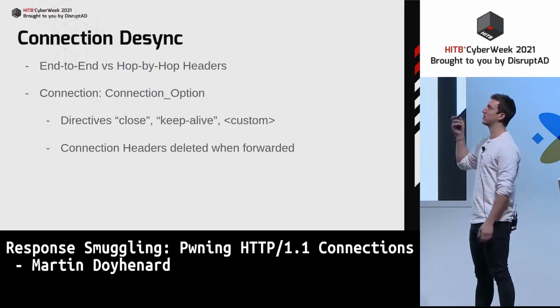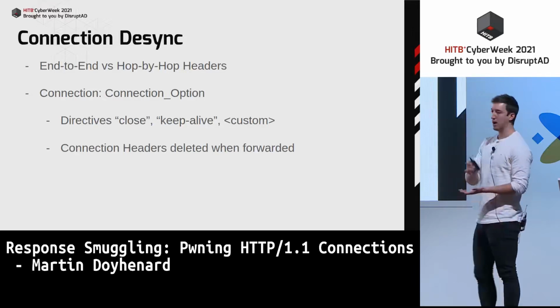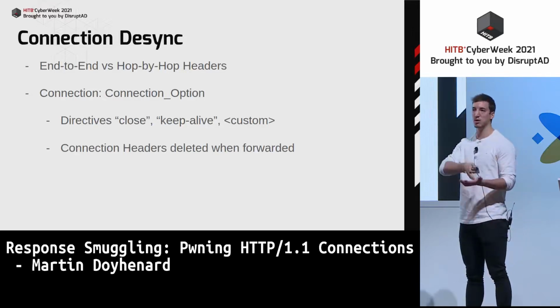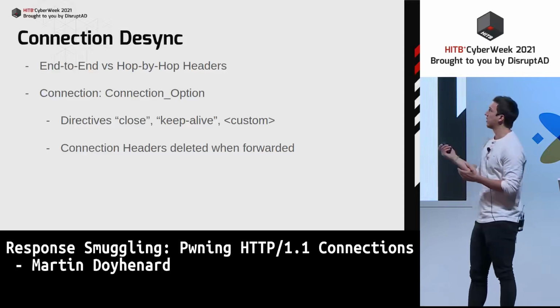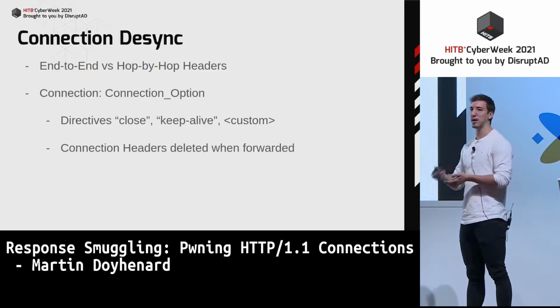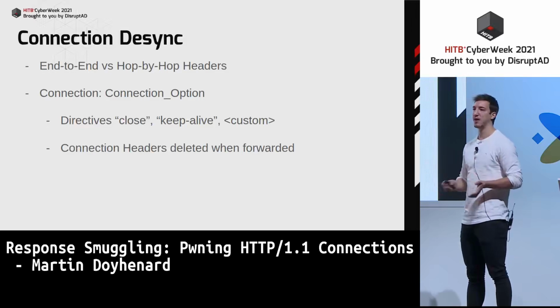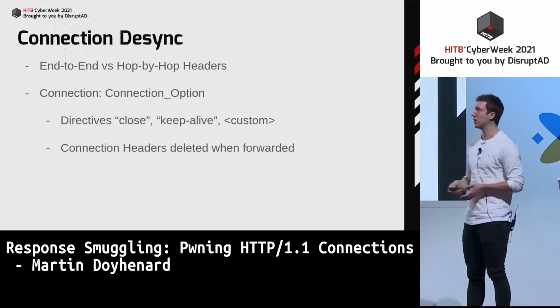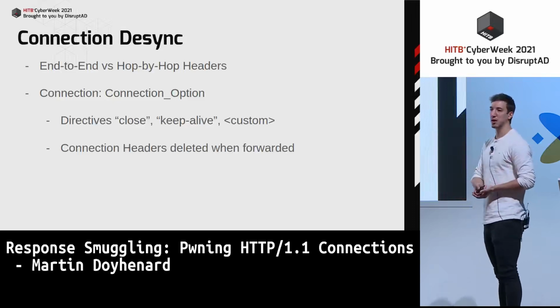And to understand this, we first need to understand what is an end-to-end and a hop-by-hop header. So an end-to-end header is those headers that are intended to go from the client to the backend and forwarded by any proxy in the middle. The other way is the hop-by-hop header, which is not intended to be forwarded by all the proxies, and instead, when the proxy receives a hop-by-hop header, it should process it and delete it, and then forward the request without this header. Okay, so we can declare this using the connection header.